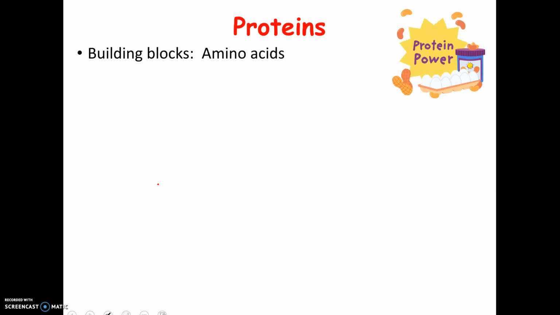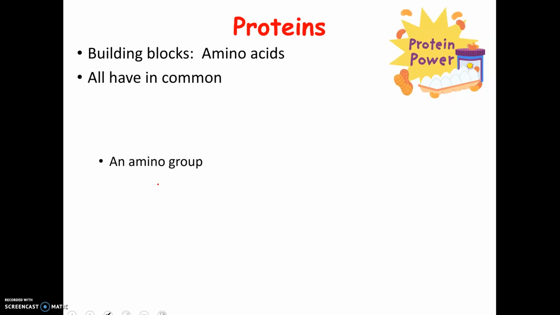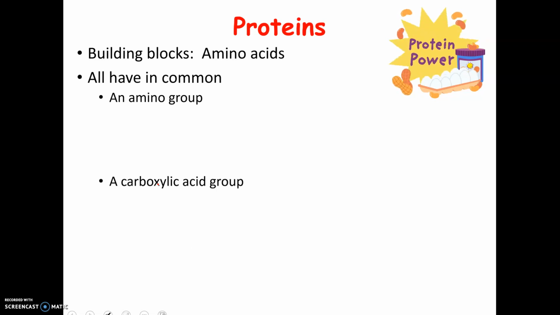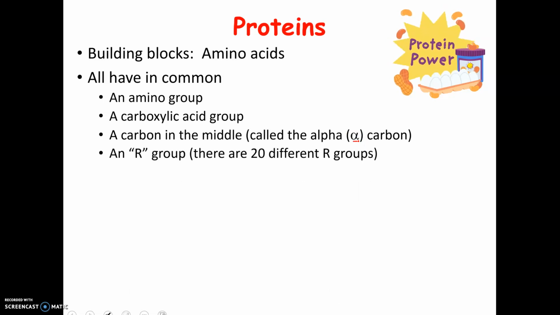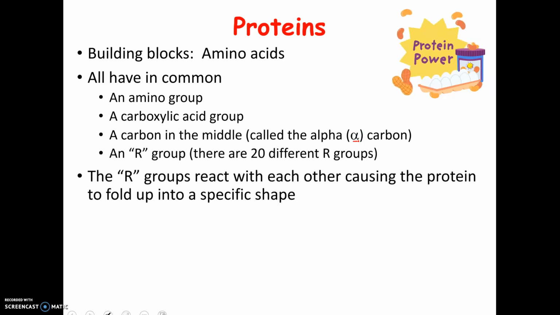So proteins are made of building blocks called amino acids. So if you've ever heard of somebody pumping up, taking amino acid supplements because they're trying to build muscle, well, that's the building block of all the proteins in your body. And what all amino acids have in common is they have what's called an amino group, something called a carboxylic acid group, a carbon in the middle. It's sometimes called the alpha carbon. This is the little Greek symbol for alpha. And then something called an R group. And there are 20 different R groups that exist.